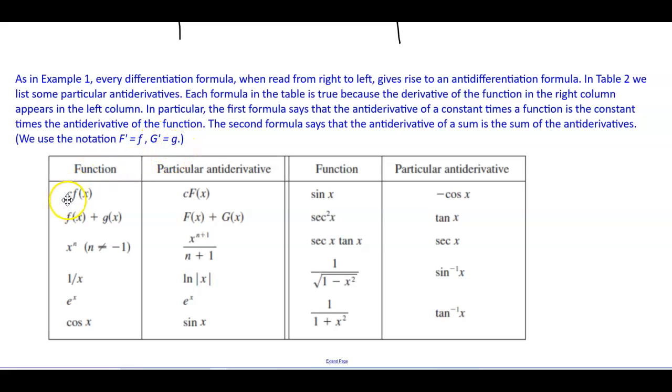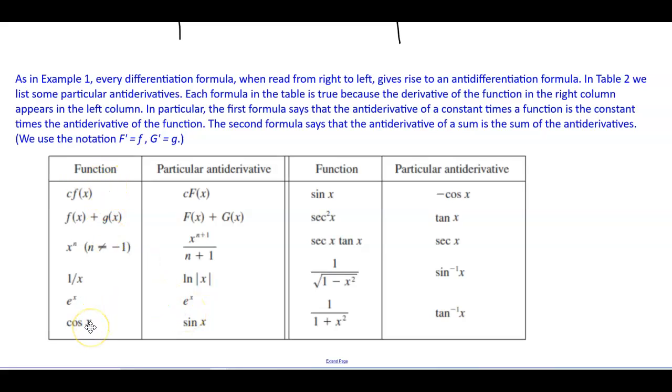So here's the function, a constant times lowercase f of x, and the particular antiderivative is lowercase c times capital F of x. If we have f of x plus g of x, then the antiderivative is going to be the sum of those. X to the n, where n does not equal -1, is x to the n plus 1 over n plus 1. 1 over x, the particular antiderivative of that is the natural log of the absolute value of x. If we have the function e to the x, then the antiderivative is e to the x.